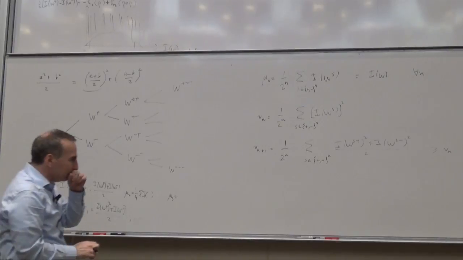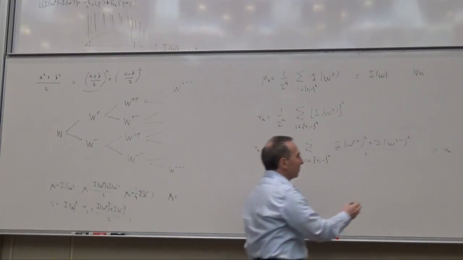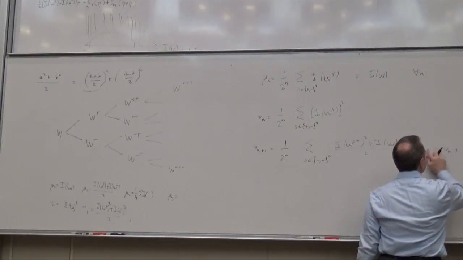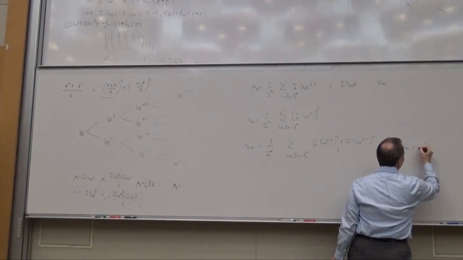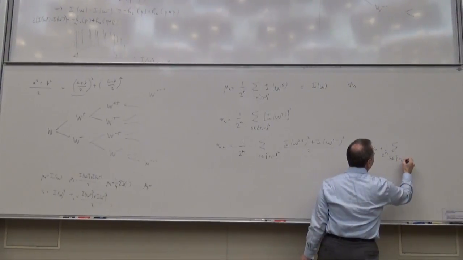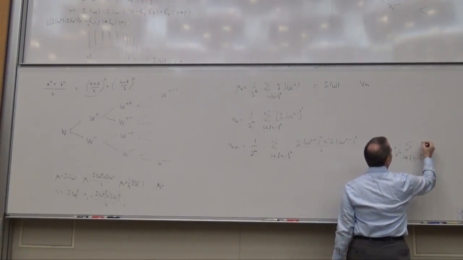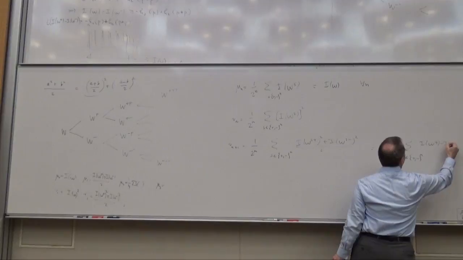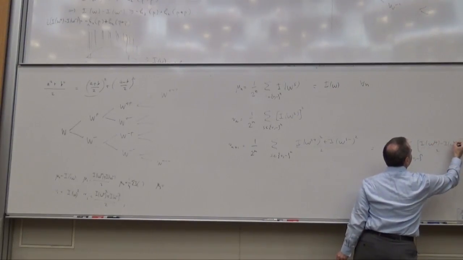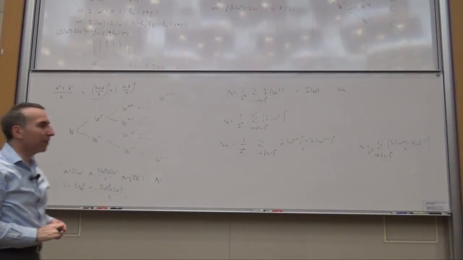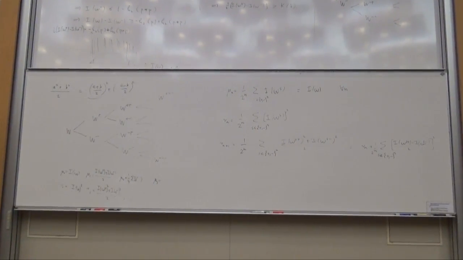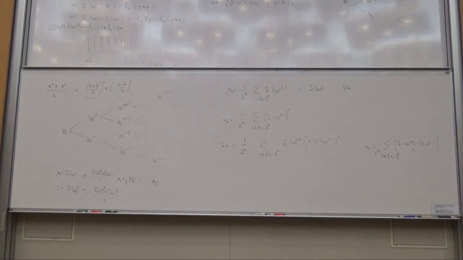But how much bigger? It's bigger, as equality, by exactly this thing, the difference, the a minus b divided by 2 quantity squared. Okay.